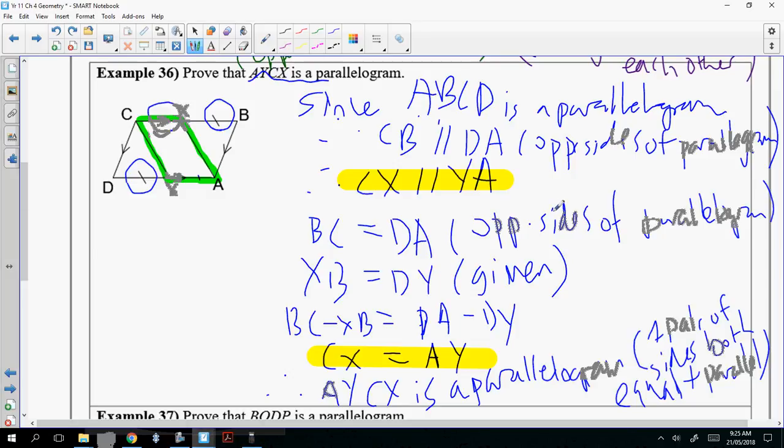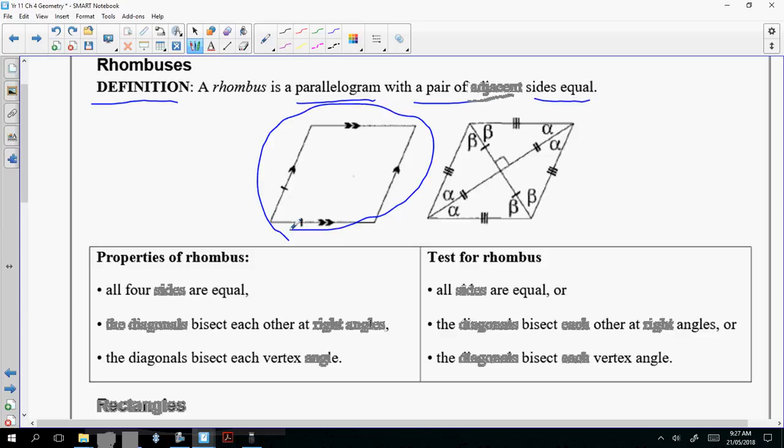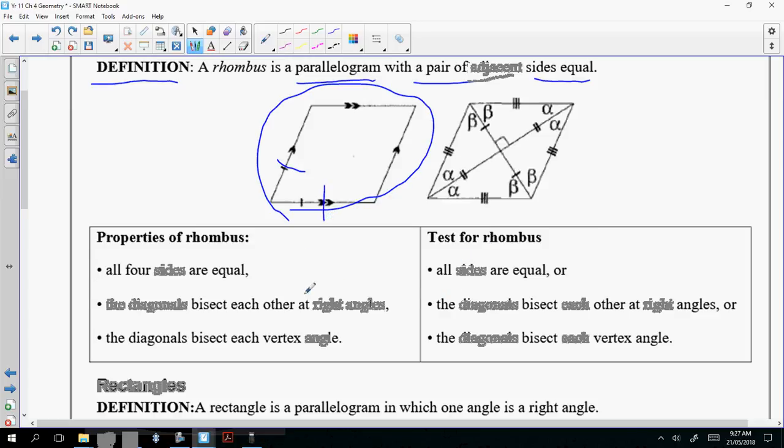So next one is a rhombus. What's a rhombus? The definition of a rhombus is a parallelogram with a pair of adjacent sides equal. So it's a parallelogram except two sides are equal to each other. The properties of rhombus are given below. All four sides are equal. Diagonals bisect each other, but at right angle as well. That's the extra property. And the diagonal bisects the vertex angle. As you can see, these two angles are equal.